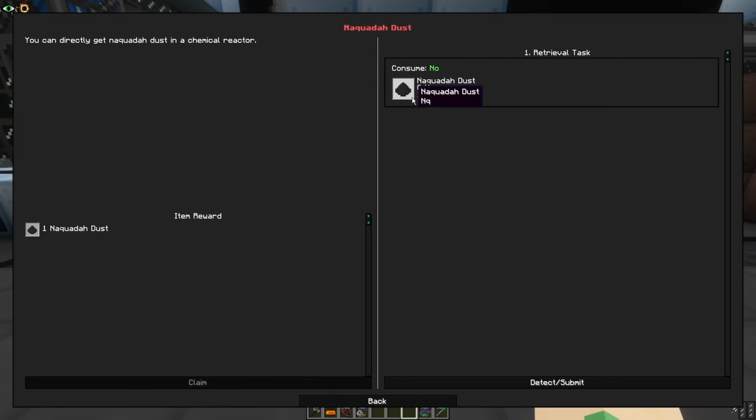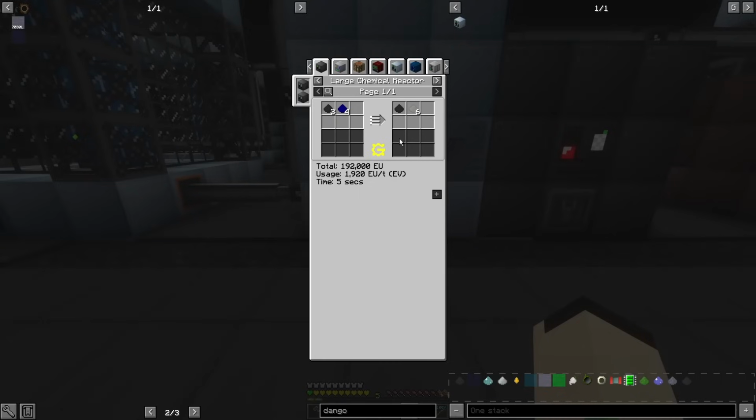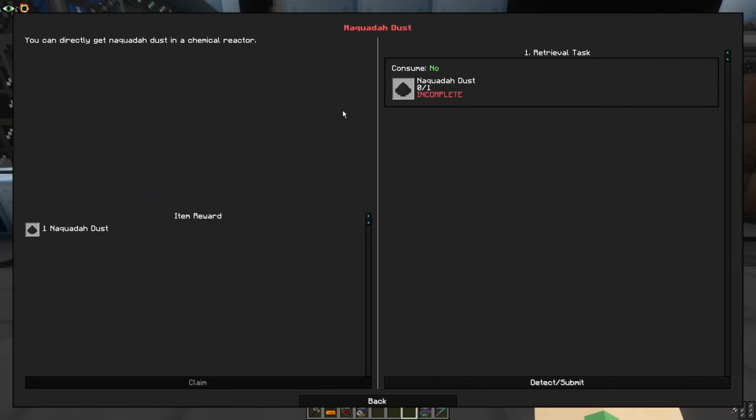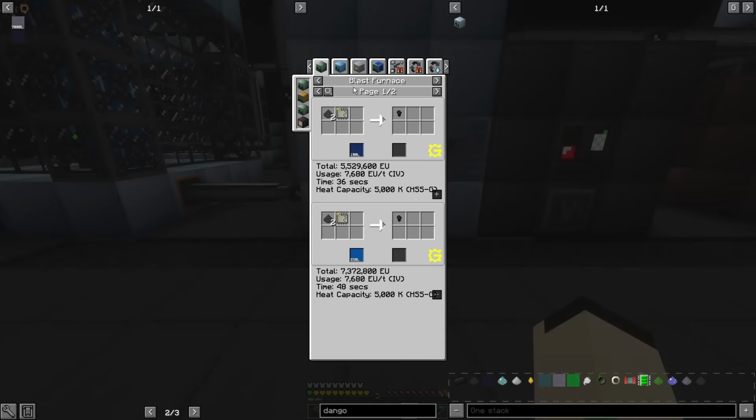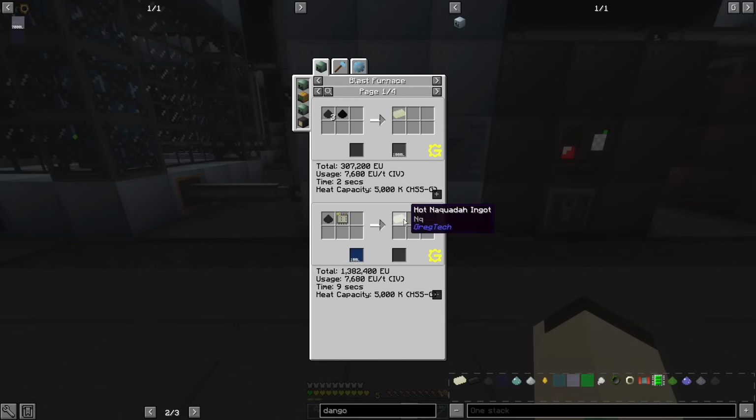Now, if you're after Naquadah itself, because remember we made Naquadah heen, it's actually better to get the dust from this chemical reactor recipe, and it's better to get the ingots from this blast furnace recipe, because look, it takes 2 seconds with Naquadah heen dust and carbon dust, compared to like 21 seconds for me with radon.